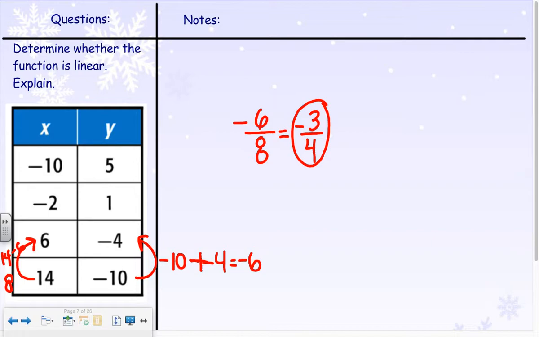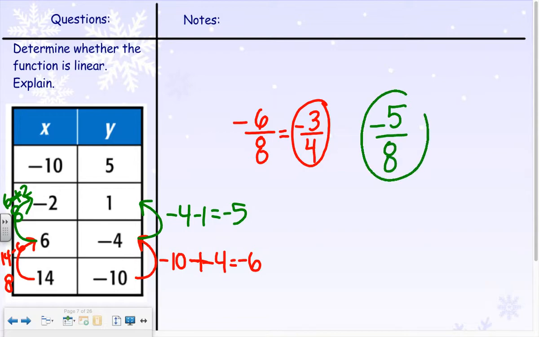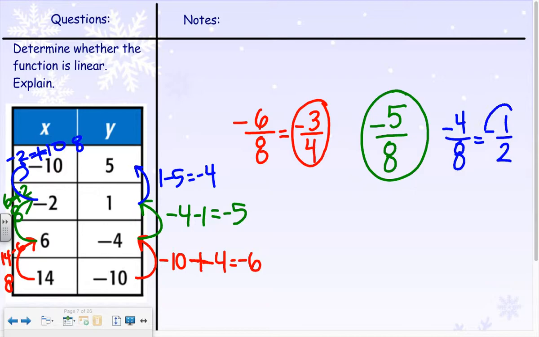All right, my next one, negative 4 minus 1, so negative 5. 6 minus a negative 2 would give me 8. So then I have negative 5 over 8. And you can already see that these don't match, so it's not going to be linear, but I'm just going to do the last one. 1 minus 5 is negative 4. Negative 2 minus a negative 10, super plus, that'd be 8. So negative 4 over 8, which would be negative 1/2.